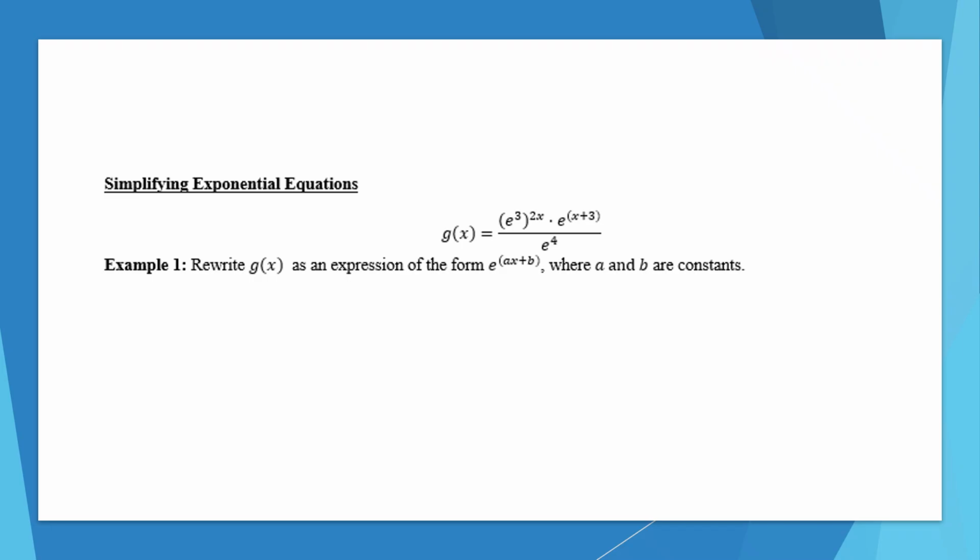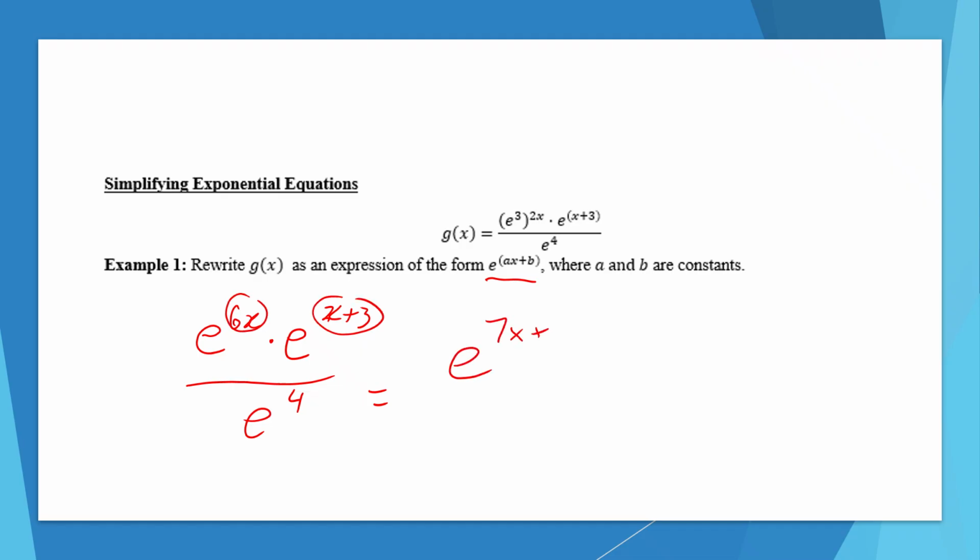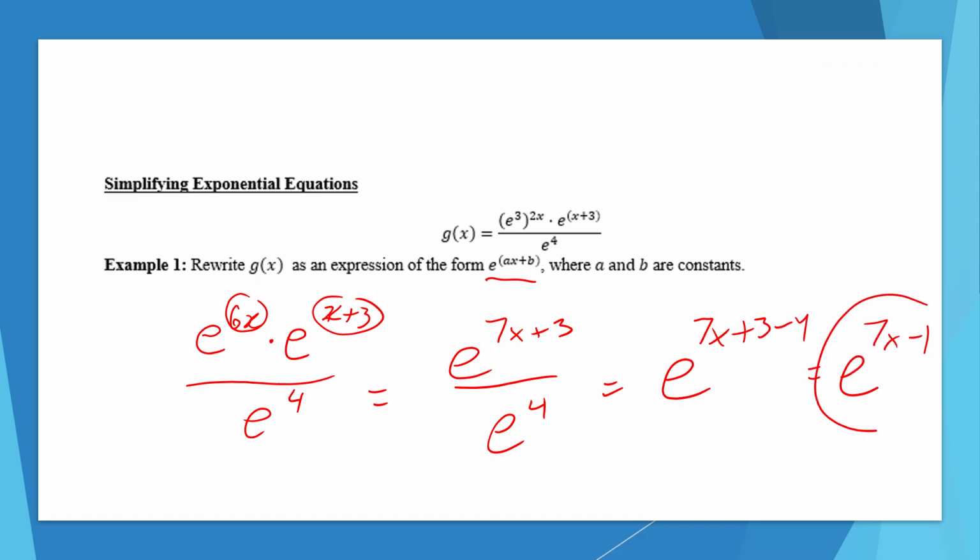All right, example one, we are just going to start by simplifying exponential equations. So rewrite this in the form e to the power of ax plus b. Here, we're going to simplify e to the power of 3 times 2x as e to the power of 6x times e to the power of x plus 3 all over e to the fourth. We can then add these exponents here to get e to the power of 7x plus 3 over e to the fourth, and then subtract 4 to get e to the power of 7x plus 3 minus 4, or e to the power of 7x minus 1. That should be our answer for example 1.